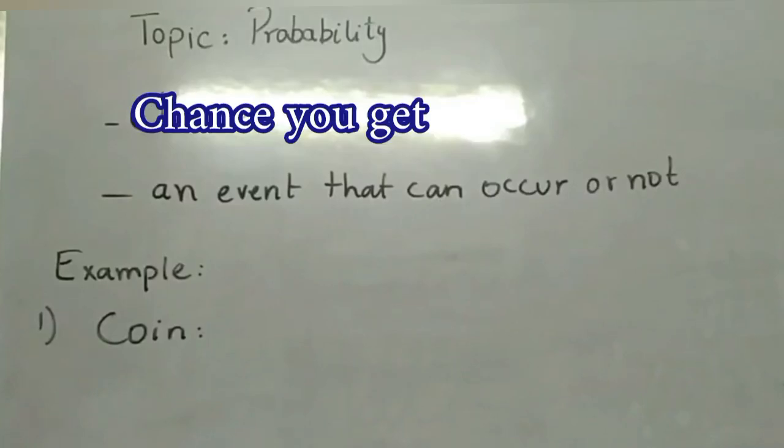Today our topic is probability. It can be defined as a chance you get. In simple words, it is an event that can occur or not. Today I will explain it to you with two examples. First one is coin.